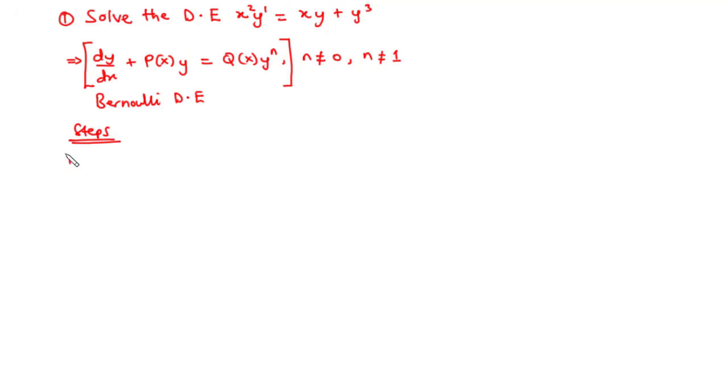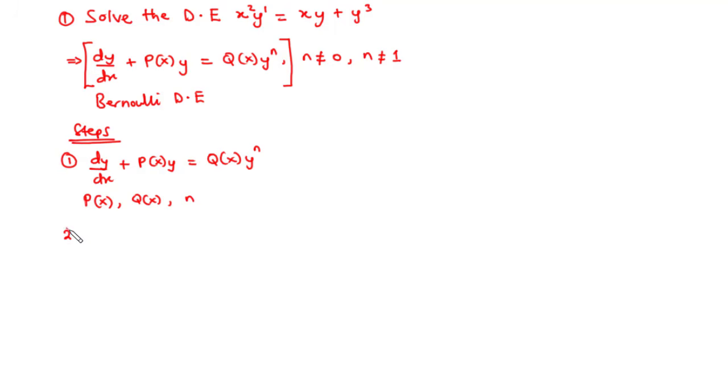So the first is we need to represent the differential equation in the form dy/dx plus p of x times y equals q of x times y to the power n. So first we need to represent the differential equation in this form, and then we are going to write down the expressions of p of x, q of x, and then n.